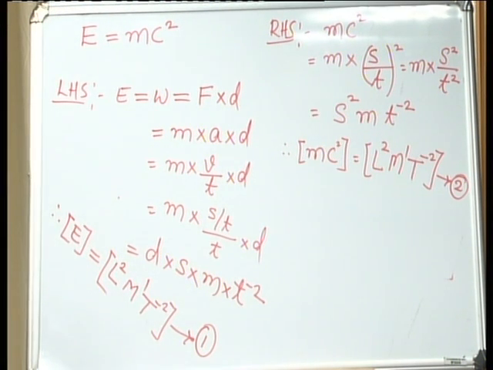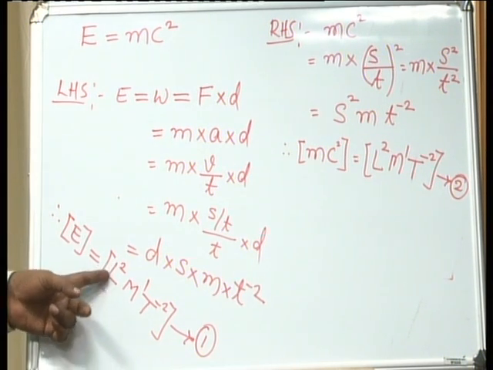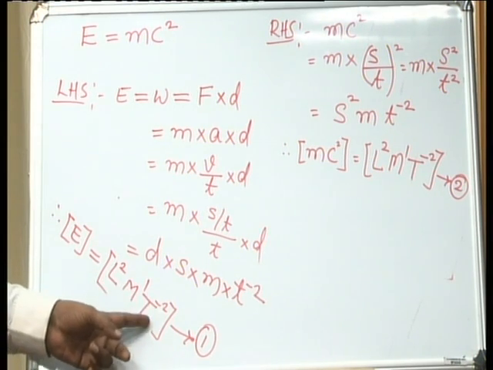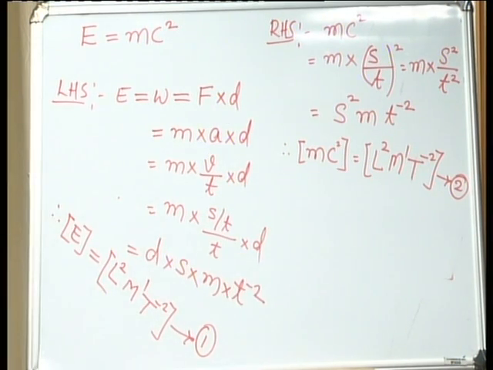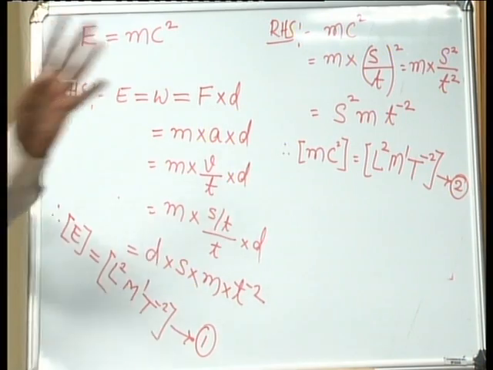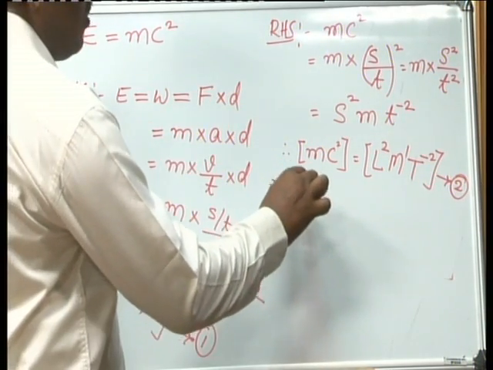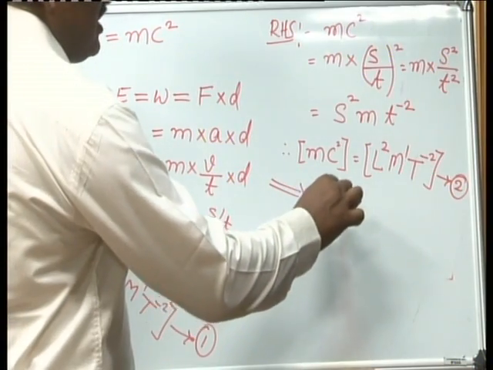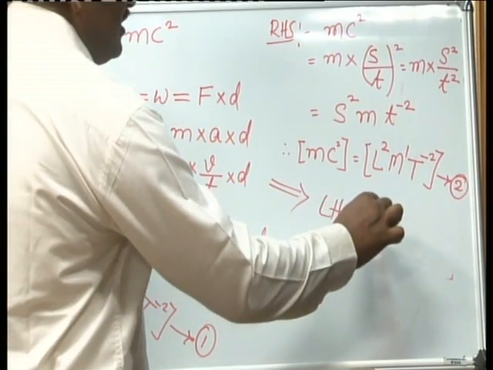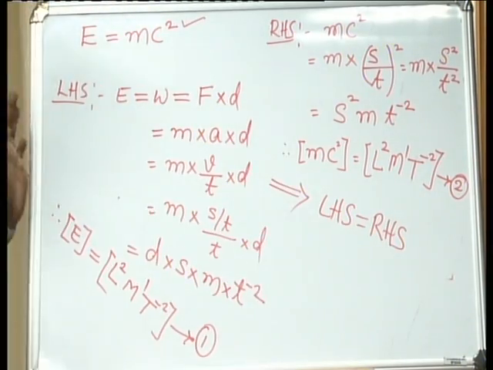Observe the RHS of equations 1 and 2. Equation 1 has an RHS in the form of L squared m1 t to the power minus 2. Equation 2 has an RHS in the form of L squared m1 t to the power minus 2. So, if both the RHS are the same, their LHS must be the same. By comparing equations 1 and 2, you can say LHS is equal to RHS. Therefore, this formula is correct.